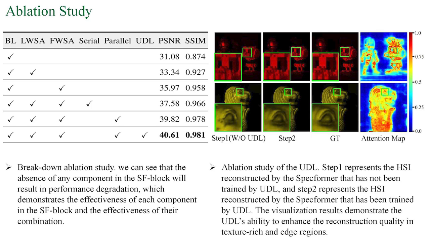To validate the effectiveness of each component in the Specformer network, we conducted a series of ablation studies. We can see that the absence of any component in the SF block will result in performance degradation, which demonstrates the effectiveness of each component in the SF block and the effectiveness of their combination. In the picture on the right, step 1 represents the HSI reconstructed by the Specformer that has not been trained by UDL, and step 2 represents the HSI reconstructed by the Specformer that has been trained by UDL. The visualization results demonstrate the UDL's ability to enhance the reconstruction quality in texture-rich and edge regions.